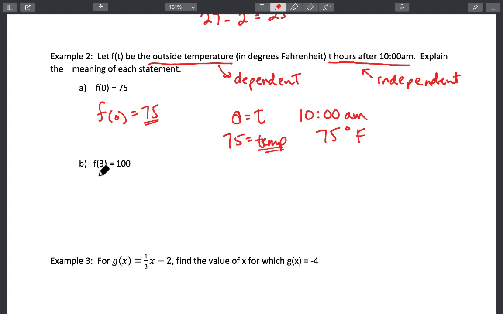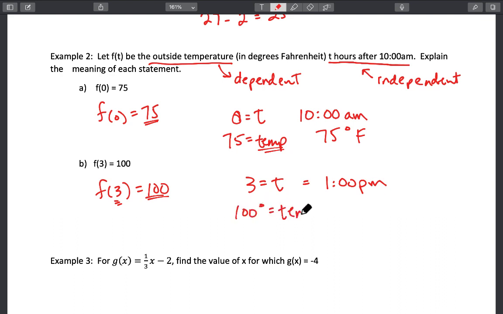All right, so when it says f of 3 equals 100, then remember this 3 that's in parentheses represents my independent variable. It is the value of t, and t we said is hours after 10 a.m. So 3 hours after 10 a.m. Well, let's see, that makes it 11, 12. That must make it 1 p.m. is the time, and the temperature here is the output. It is 100 degrees is the temperature at 1 p.m. and that's going to be 100 degrees Fahrenheit.